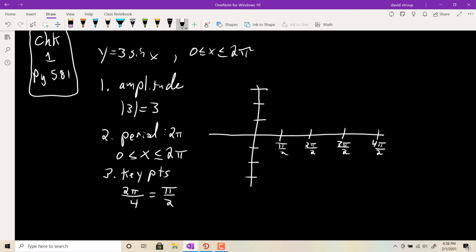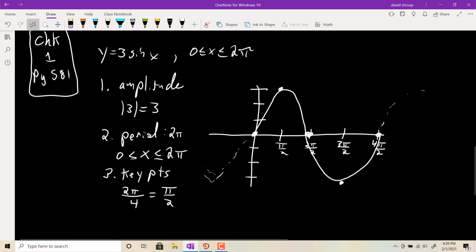Okay, so the sine form, it'll start at 0, go up, come back down, go down to -3, and then back to 0. Okay, so those are our key points, and then you just connect the dots. Oops, kind of missed that one. And there's one complete cycle. Of course, it goes on forever. Okay, so that's the idea.